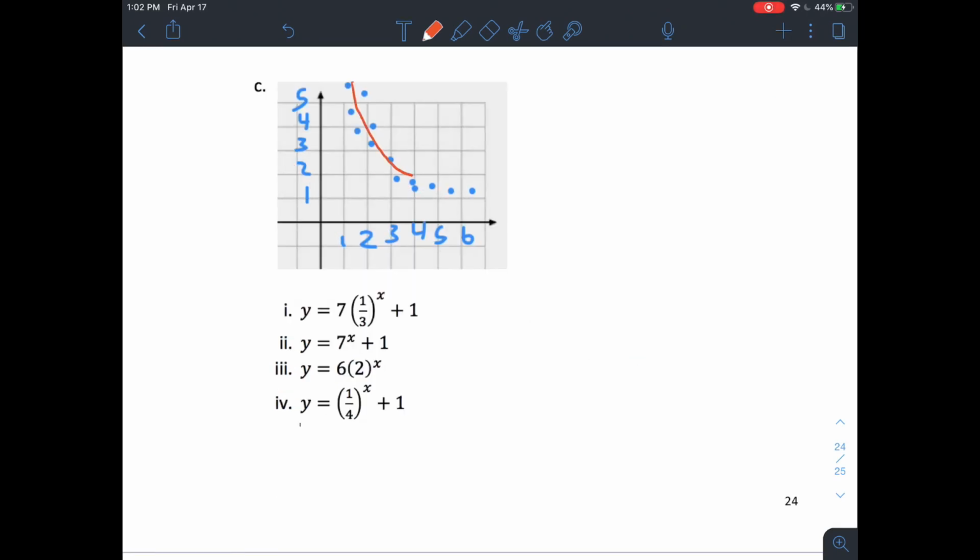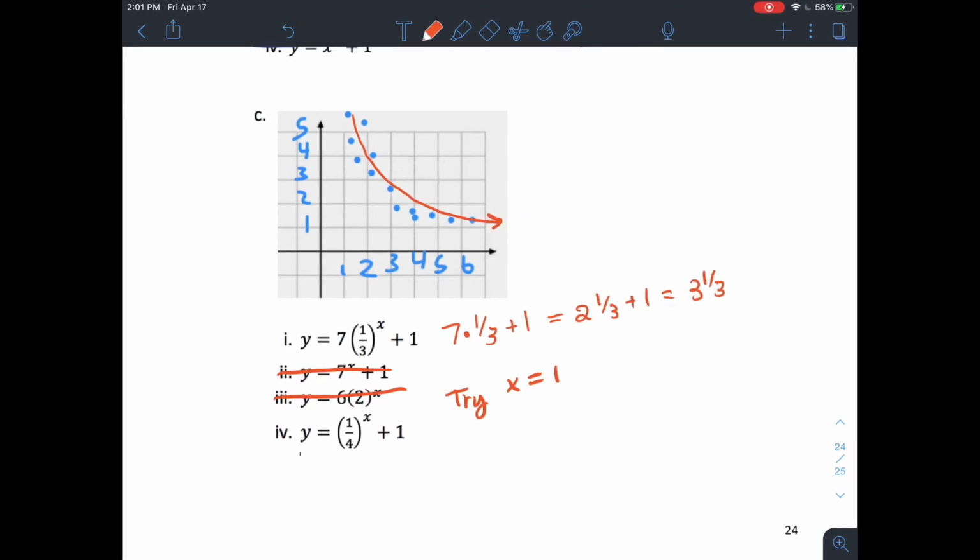If you look at this last one, it looks exponential because it's kind of flattening off towards an asymptote, which all of these are. It is exponential decay because it's going downwards, so we can eliminate 2 and 3 because their bases were greater than 1. So the other two, let's just plug in an x value and see if we get close to a point on our scatter plot. So if I plug in x equals 1 in my first one, I'm going to get 7 over 3, which is 2 and 1/3 plus 1 would give me 3 and 1/3, which is somewhat close to the rest of our points.